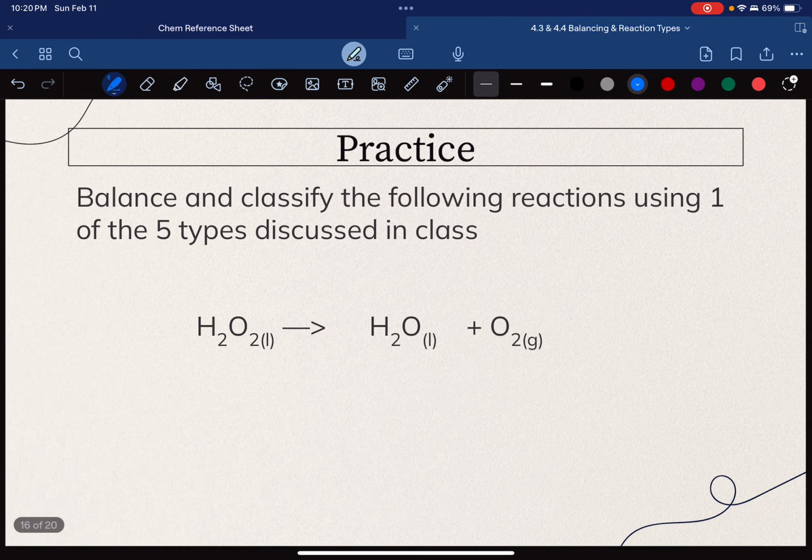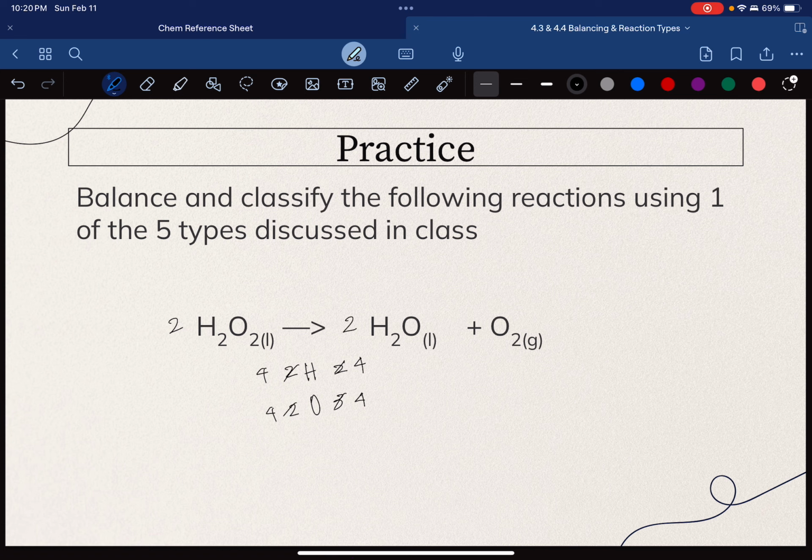So if I'm asking you to balance and classify these using one of the 5 classes, the first thing we have to do is list these out, right? H and O. I have 2 hydrogen, and I have 3 oxygen. So what can I do? Well, let's make this an even number. I'm going to pop in a 2 over here. That's going to be 4, which means I can put a 2 here, and that's 4 and 4.